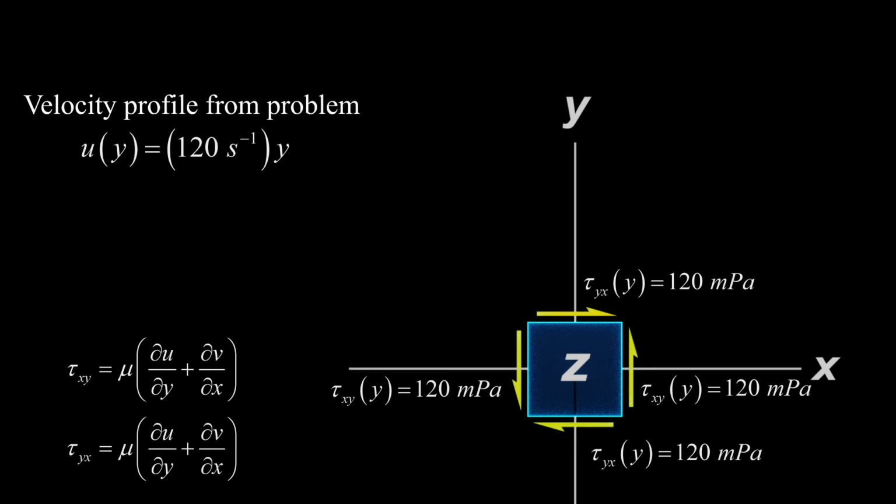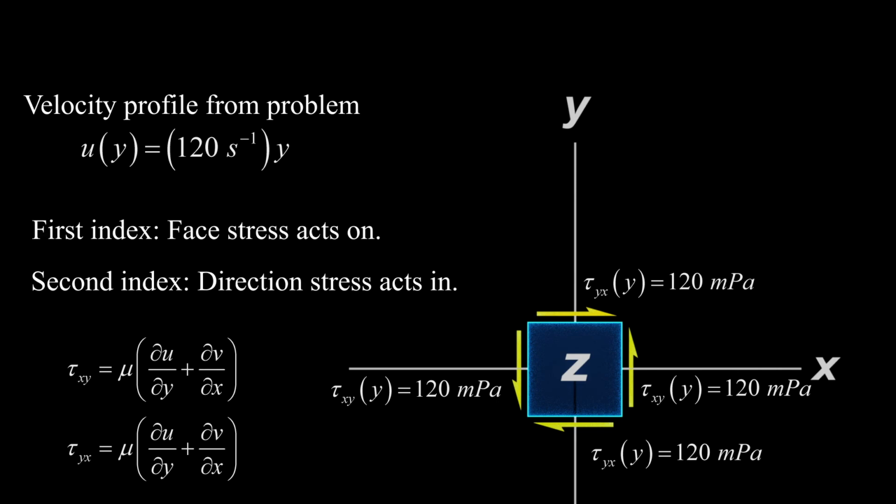The direction these two shear stress components act in is given by their indices. Remember that the first index indicates which face the stress acts on, while the second index indicates the direction the stress acts in. This means we have a total of 4 shear stresses acting on our infinitesimal cube. One from tau xy on the positive x face acting in the positive y direction, and one from tau yx on the positive y face acting in the positive x direction.